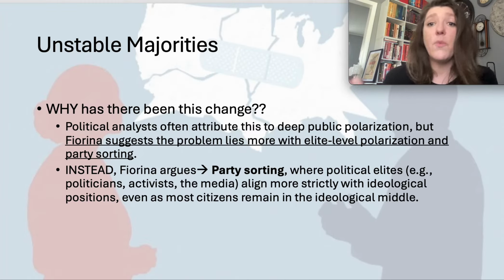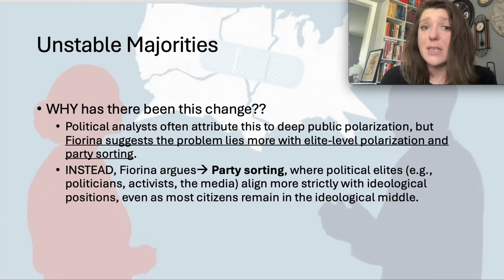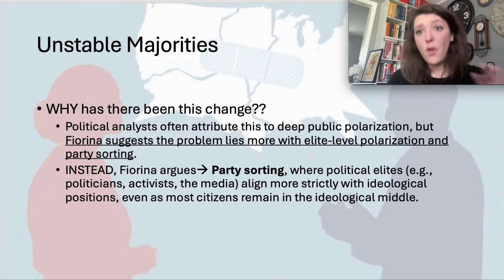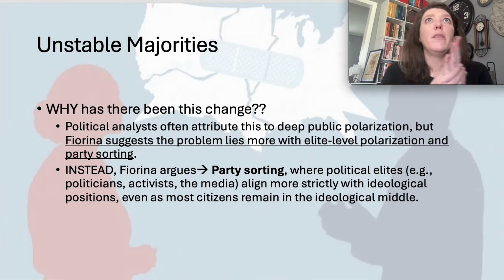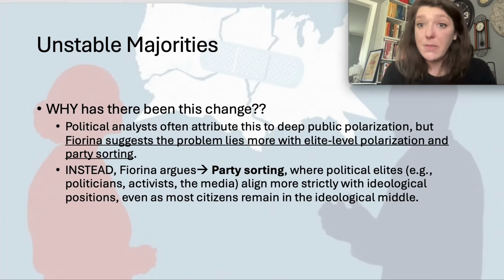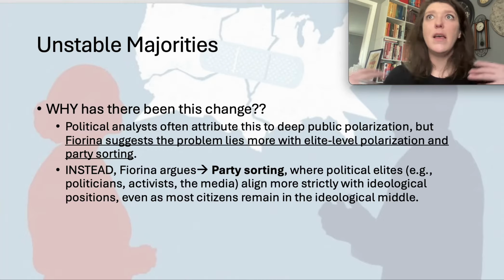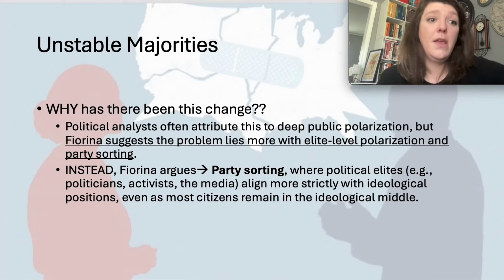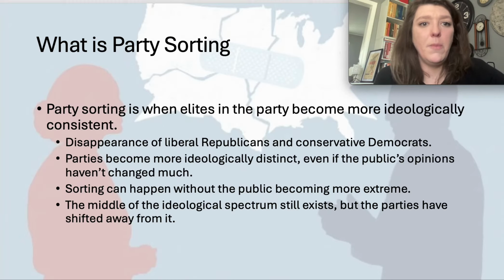So party sorting is when these political elites align more strictly with their ideological positions, even though most citizens remain ideologically in the middle. So it is the elites of the party, the people who spend their lives in politics. Those are the individuals who are becoming more ideologically consistent, despite the fact that the public remains ideologically ambiguous, let's say, somewhere more in the middle. And don't worry, I'll explain this stuff a little bit more.